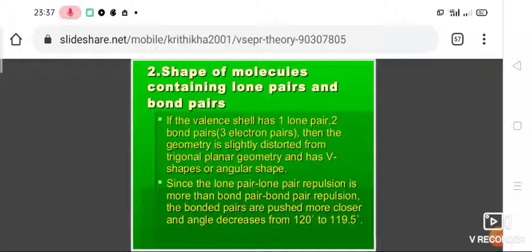V-shape or angular shape. Since the lone pair repulsion is more than bond pair repulsion, the bond pairs are pushed closer and the angle decreases from 120 degree to 119.5 degree. Why does the degree decrease? Because the lone pair repulsion is more than bond pair repulsion.